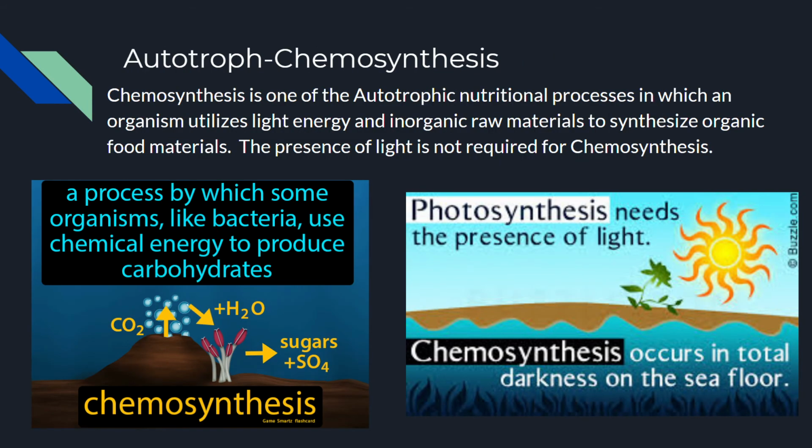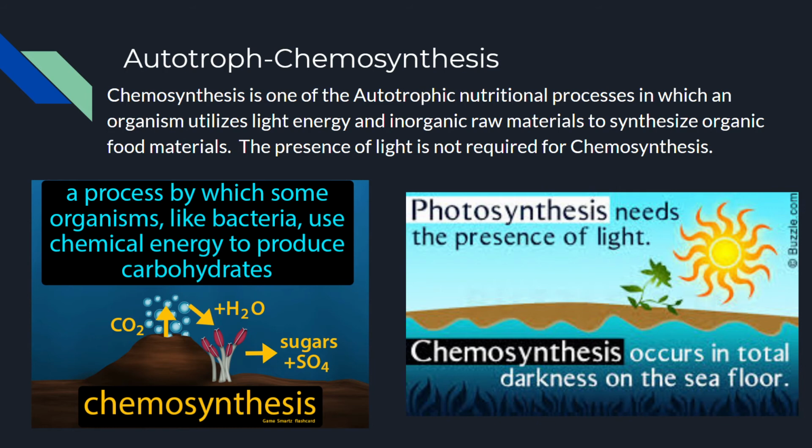Autotroph or chemosynthesis. We're going to be very brief with this, not much to discuss. Chemosynthesis is one of the autotrophic nutritional processes in which an organism utilizes light energy and inorganic raw materials to synthesize organic food materials. The presence of light is not required for chemosynthesis. That's the main difference that we need to be aware of.